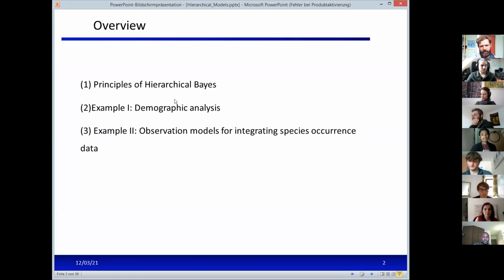Yeah, so as I said, I will talk a bit about principles of hierarchical models in the Bayesian context, or in short, hierarchical Bayes. That would be the main part of my presentation. Then I briefly talk about two applied examples, one looking at demographic analysis for demographic species distribution models, and one looking at combining observation models for integrating different types of species occurrence data.